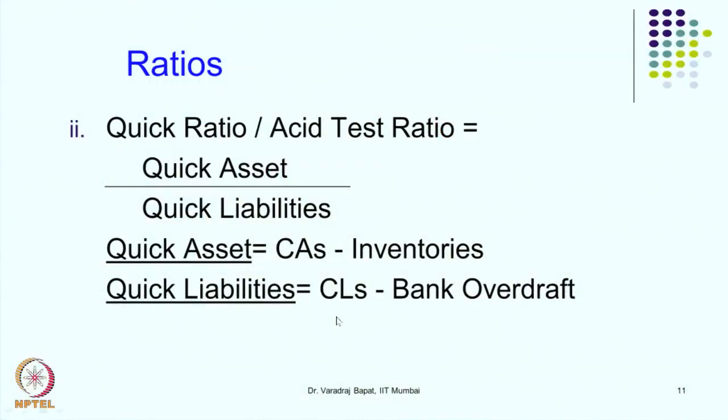And for quick liabilities, we consider almost all current liabilities except those which don't have to be repaid immediately. In case of bank overdraft, it is a facility which is sanctioned for 1 year, and normally the company may not have to repay it in a shorter period of time. That is why quick liabilities generally are considered as CL minus bank OD.